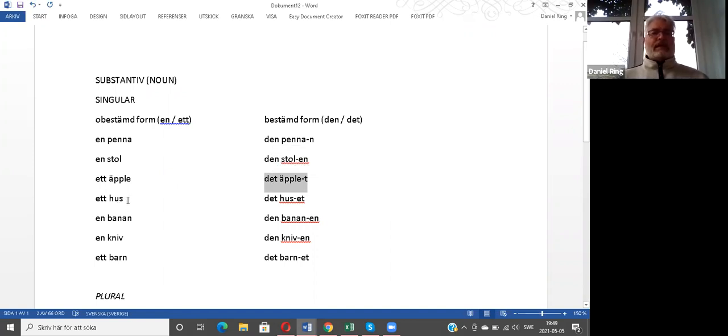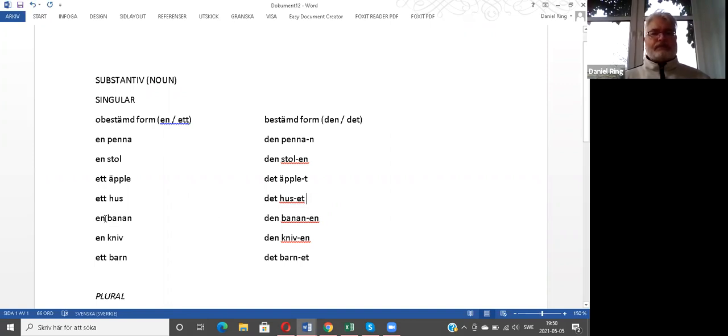We have some more words. Ett hus, a house. That house, det huset. Here we take even the ENT for pronunciation's sake. Try to read out the word hust, hust, hust. It's not so easy to pronounce that. So therefore, some wise person has decided it's huset.